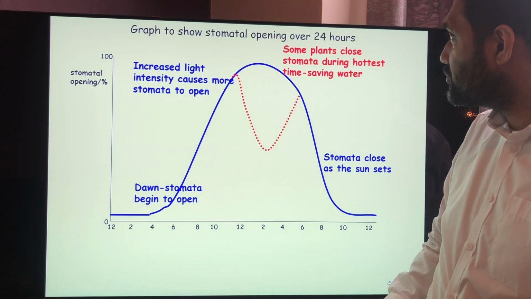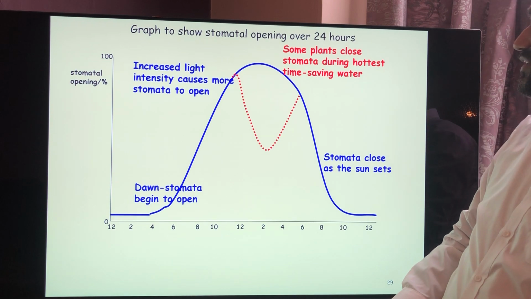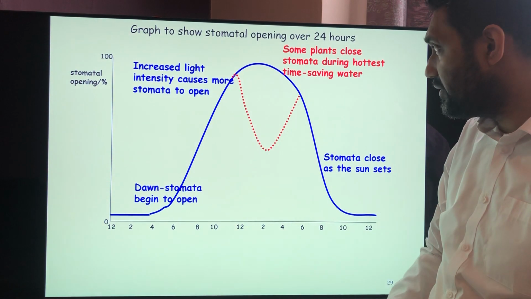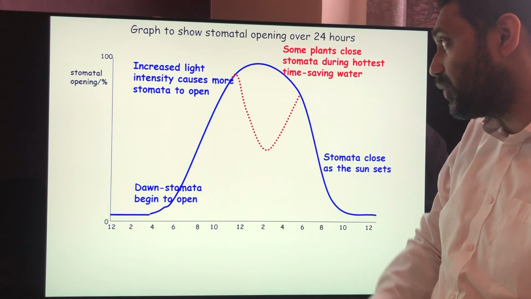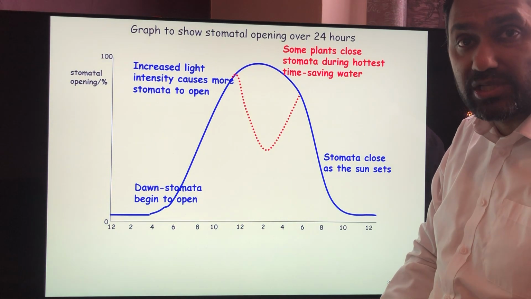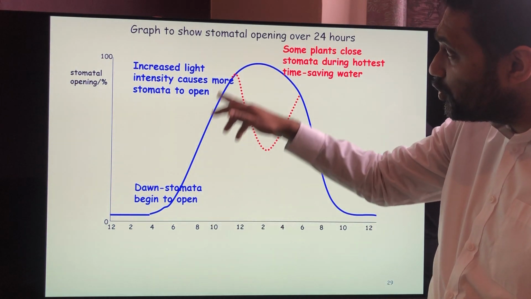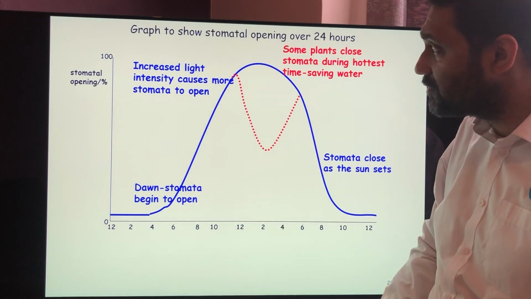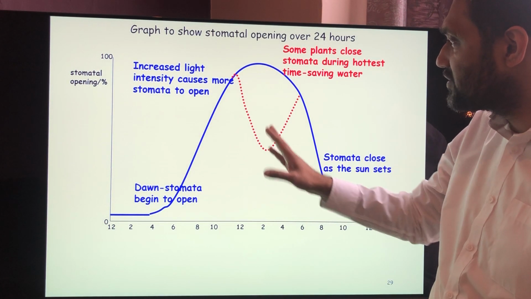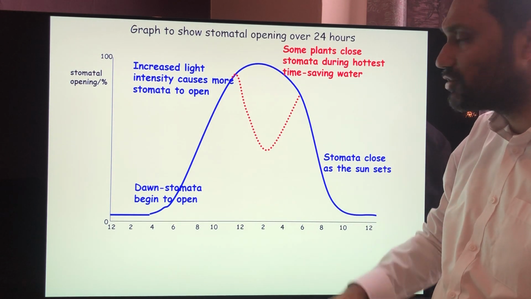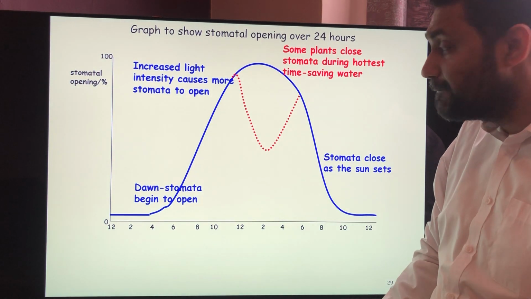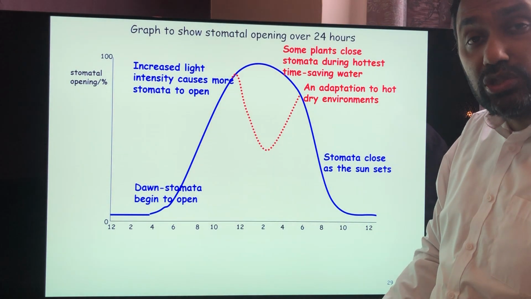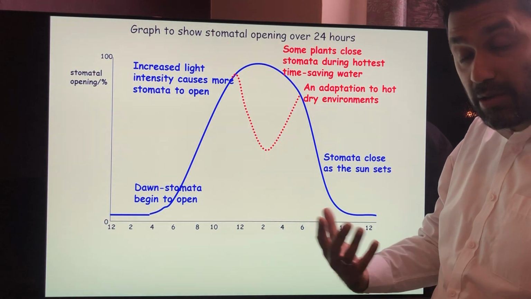Now, some plants close stomata during the hottest time of the day just to conserve water, because that's the point at which they will lose most water. You'll usually get a similar kind of shape for transpiration, because that's the rate of transpiration as well when the stomata are open. So some plants have special adaptations where they will actually try to close them during the peak time of the day to reduce their water loss during the hottest part of the day.